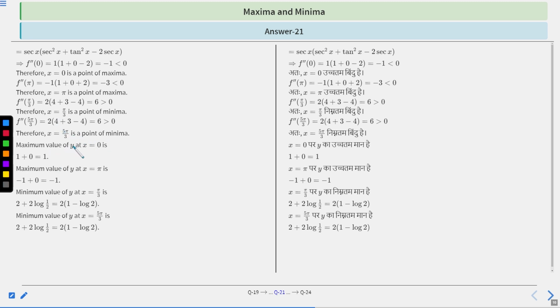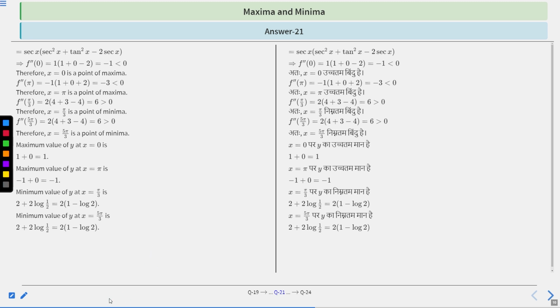The maximum value of y at x equal to 0 is 1 plus 0, which is equal to 1. The maximum value of y at x equal to pi is basically minus 1 plus 0, which is minus 1. Minimum value of y at x equal to pi by 3 is basically 2 plus 1 by 2 log 1 by 2, which is equal to 2 into 1 minus log 2. Now, minimum value of y at x equal to pi by 3 is basically 2 plus 2 log 1 by 2, which is equal to 2 times 1 minus log 2.